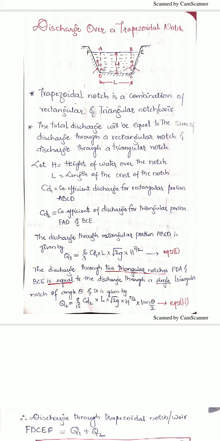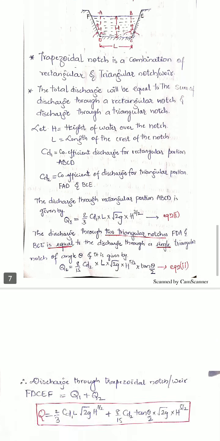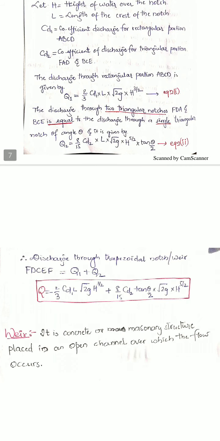Similarly, the discharge through the two triangular notches, FDA and BCE, becomes equal to the discharge through a single triangular notch of angle theta. If you take the two small triangles and join them, it becomes one perfect triangular notch with the angle theta. So Q2 equals 8 by 15 CD2 into L into square root of 2g into H to the power 5 by 2 into tan theta by 2. As already said, the total discharge is the addition of equations 1 and 2.